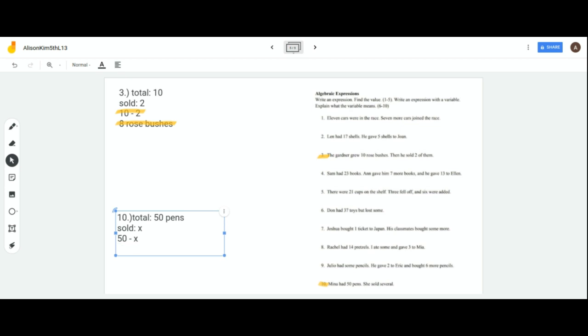It says to explain what the variable means. So X represents the total amount of pens that Mina sold. And that's it. This one also has 2 answers. Let me highlight it. It's 50 minus X, and X equals the number of pens that Mina sold.